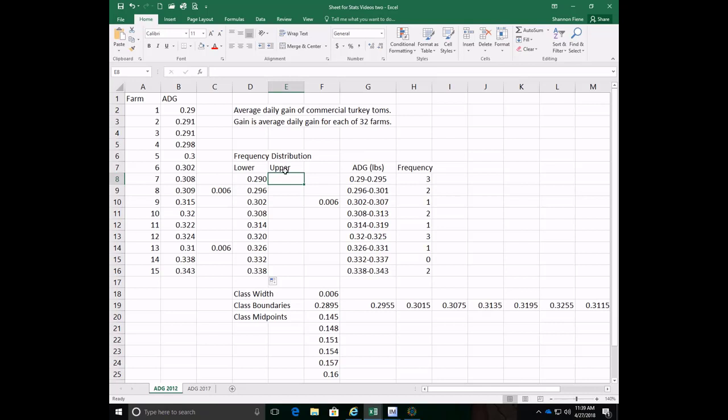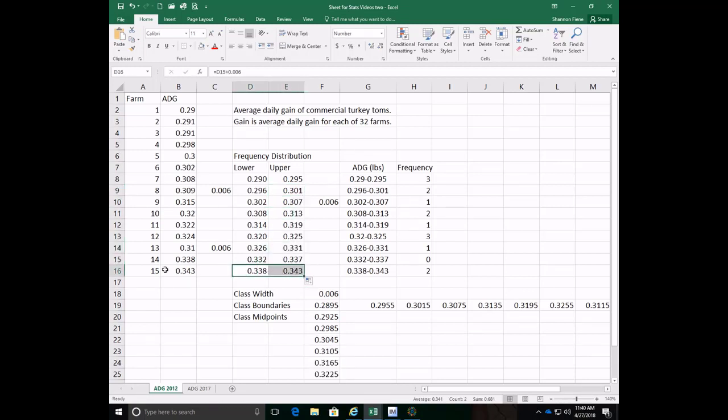So how do I get my first upper? Well, if this is 0.296, what's the next number down from that, going to your last decimal place? Well, it's 0.295. Okay, and what do we know about the class width? Well, it has to be the same. So this is going to equal this value plus 0.006. And so you can see, and again, you can double check this, 301, 302. They're sequential, so I'm doing it right.